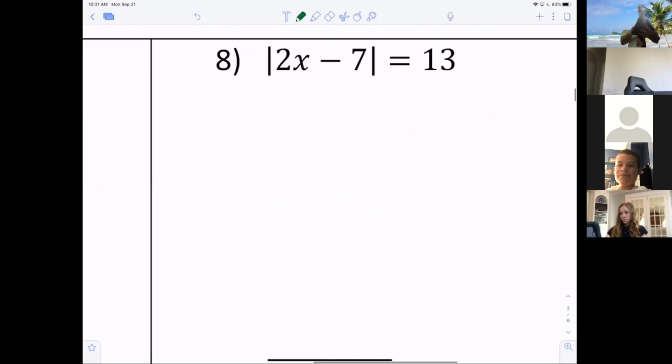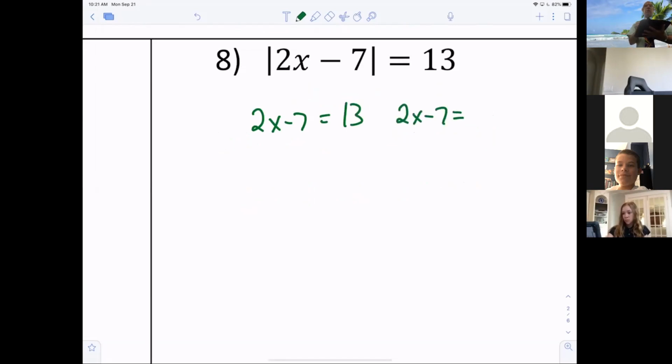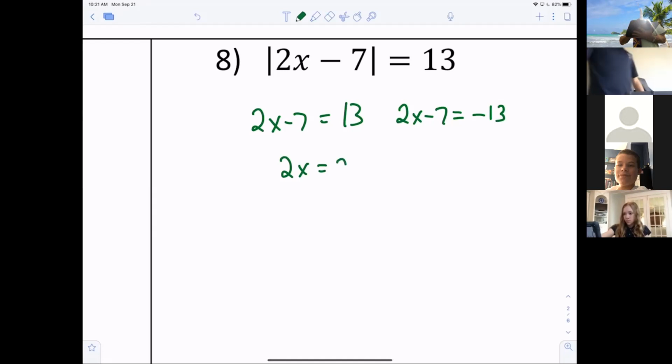Number 8. You have to write both equations. All right? So when we write both equations, we're going to say 2x minus 7 equals what? 13. And then 2x minus 7 equals negative 13. That's how you do it every single time. That's how you write both equations. Now to solve that, I'm going to add 7, which makes it 2x equals 20. And so x equals 10.